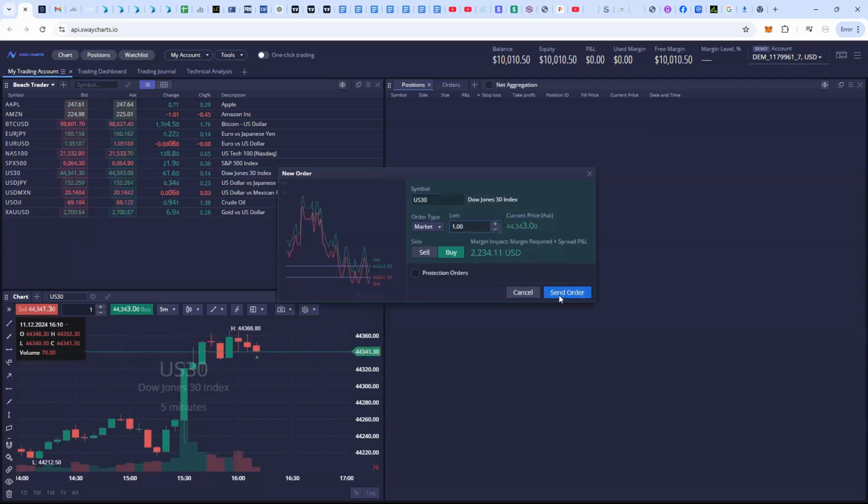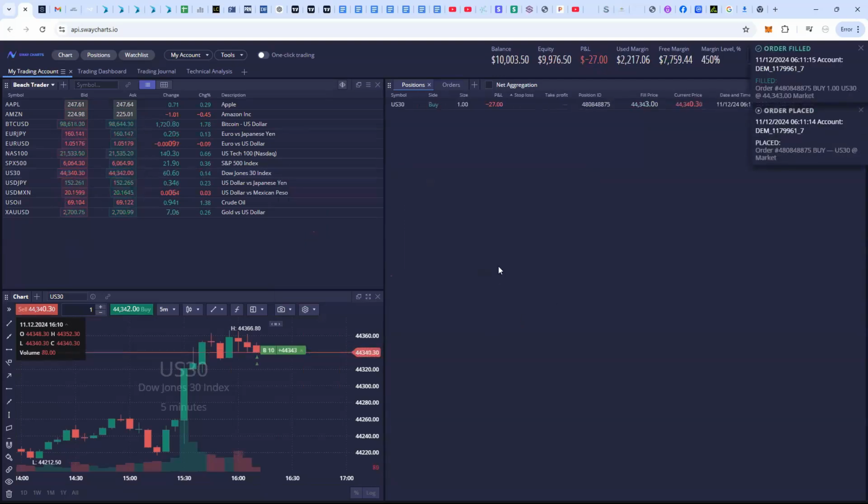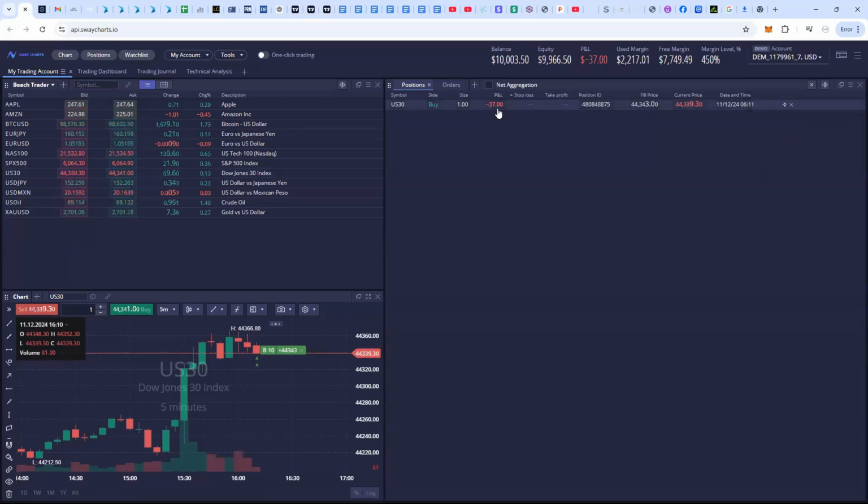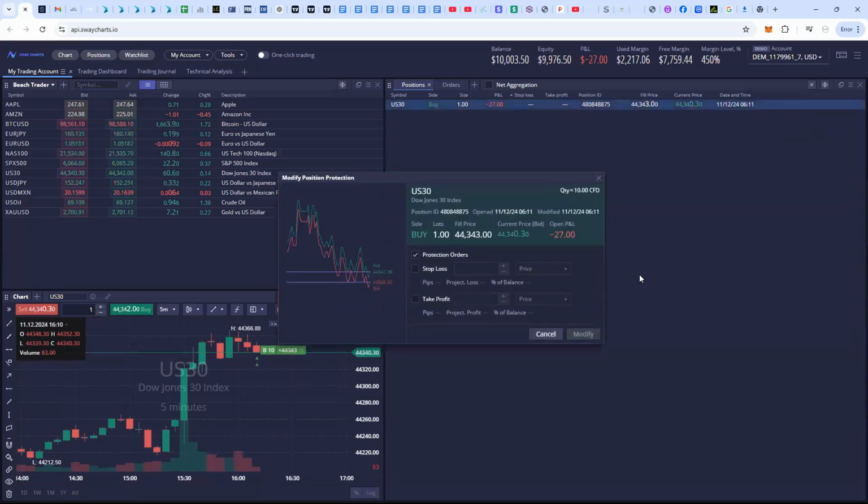And I want to show you how much this is going to make. Okay, it's going down right now. Let's take the trade right here. See, it's already $27 negative because it just went down a little bit. And you can see it right here. It's going a little bit red. Let's click on it twice so you can open it up and let's look.